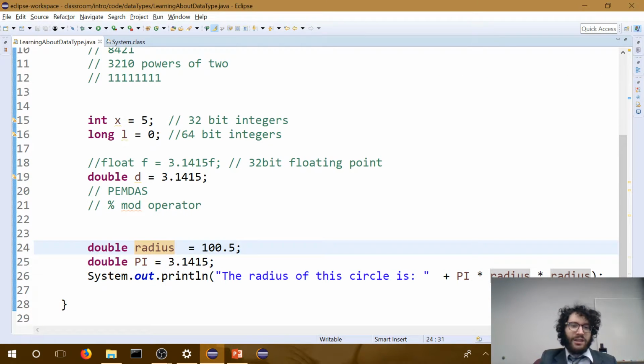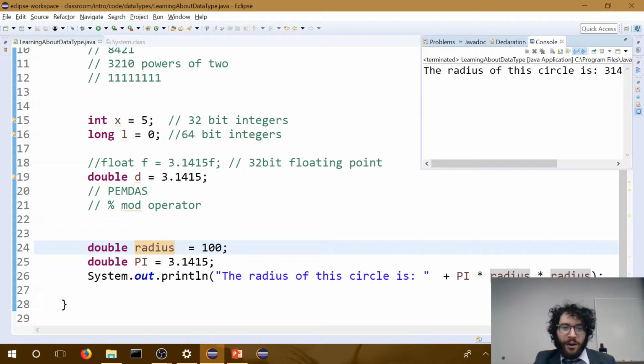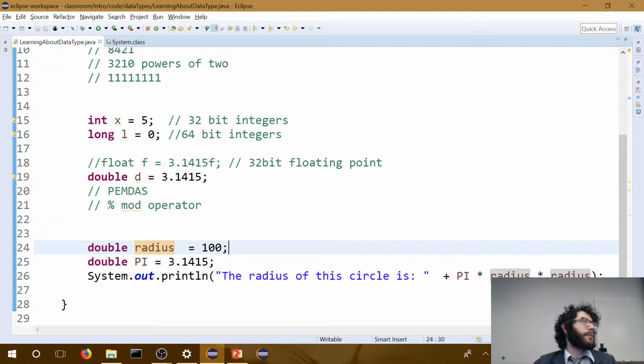The other interesting thing to note about doubles, because we're on the topic of automatically converting stuff, is that you can store integers in doubles. You can take this integer and say, hey, store it in this double radius. I want a circle of radius 100. And it'll go, no problem, because doubles can store really big numbers. Why? Because it's storing it in scientific notation in the computer.